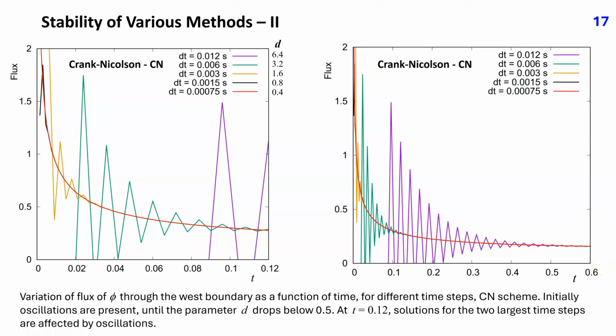The time until oscillations die out reduces by a factor of 4 when the time step is halved. The left figure shows that at t equals 0.12 seconds, solutions for the 2 largest time steps are affected by the oscillations. With smaller time steps, oscillations die out earlier.